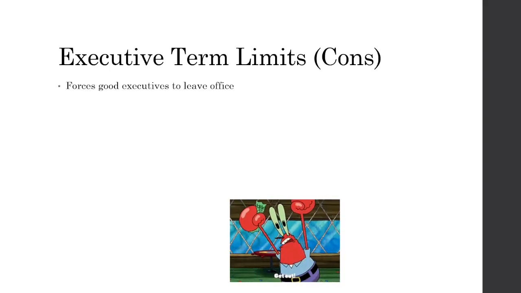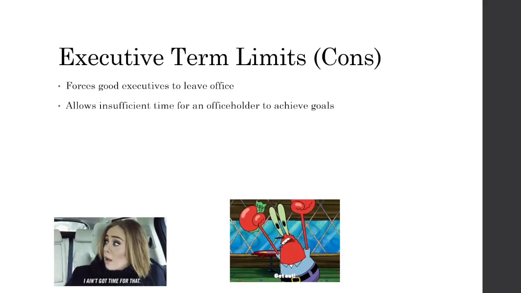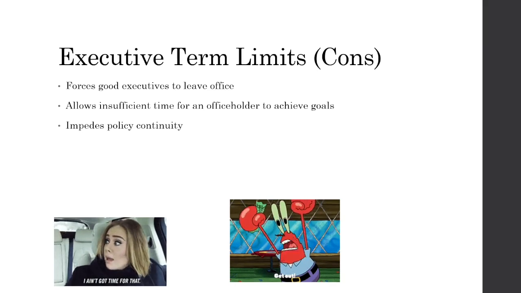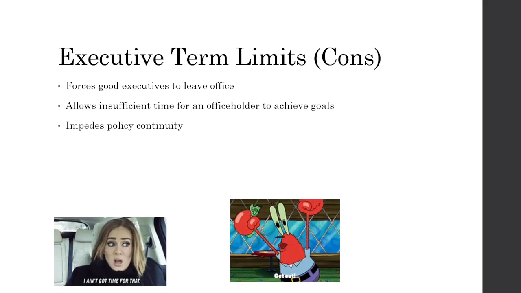Now, there are some downsides to term limits. So the first one is it will force some good executives to leave office. So people with good charisma may have to leave, even though people like their face too much. It also allows insufficient time for an office holder to achieve goals. Maybe there's a policy that they have to enact in stages, or there's not enough time for the legislator to approve or implement an action before someone else comes in and repeals it. They could also impede policy continuity. So if you have a new president every 4 years in Nigeria, they can implement new policies that counteract one another or contradict each other.